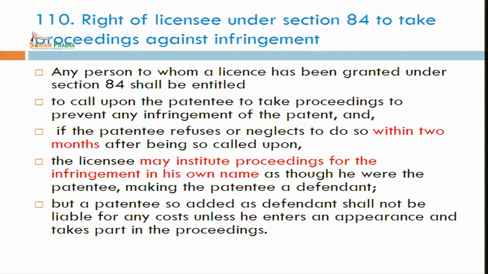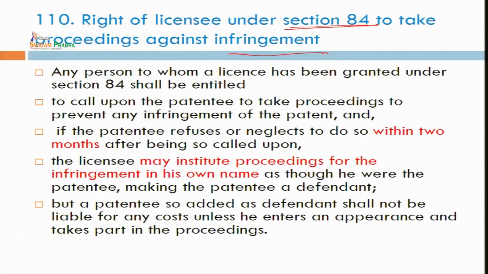Now, another important section relates to the right of the licensee. As we discussed in another lecture, section 84 is related to compulsory licensing. Under compulsory licensing, a person has a right of license, and he can also take proceedings against infringement, because he is now also a co-patentee with the original patentee. Under section 84, there are three essentials for getting a compulsory license. First, accessibility, if the thing is not accessible. Second, affordability. Third, that the thing is not worked in the territory of India, or on the basis of public policy.